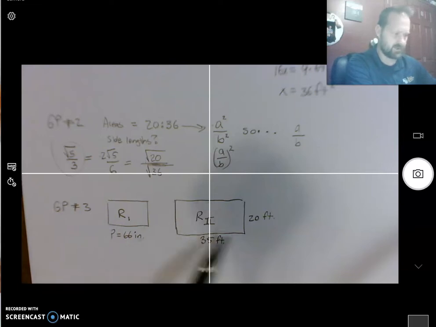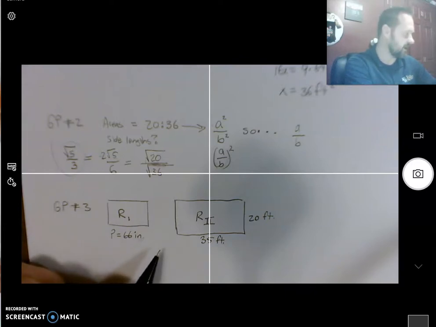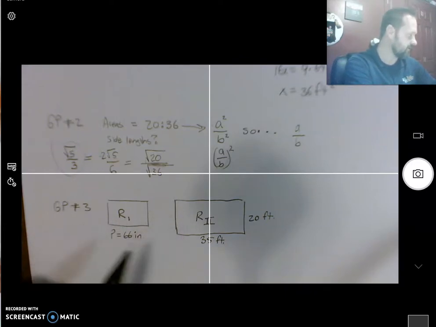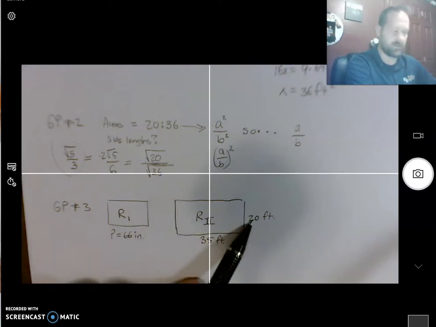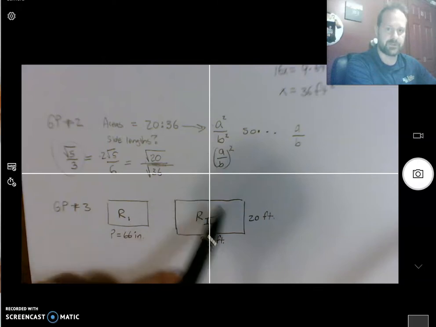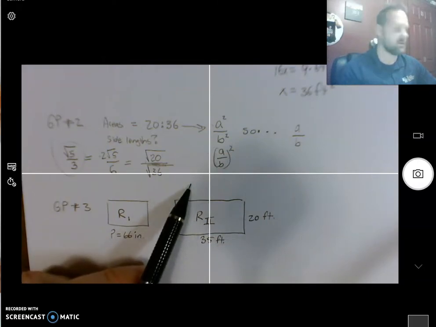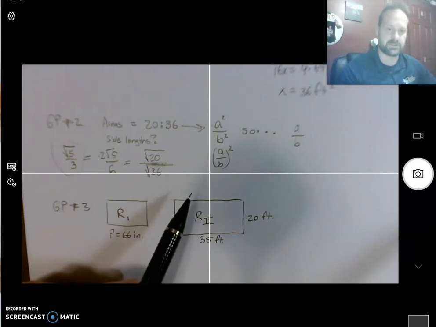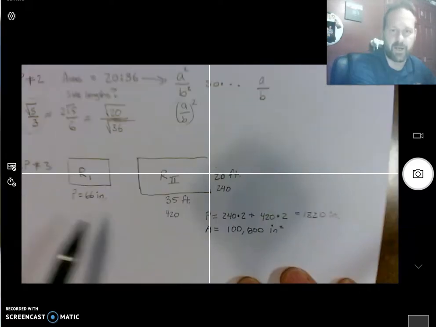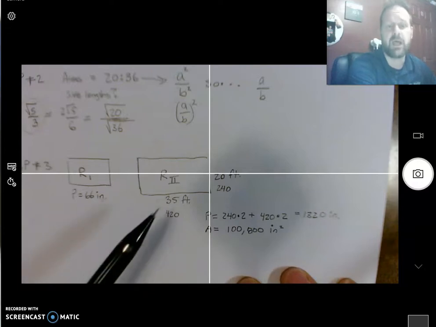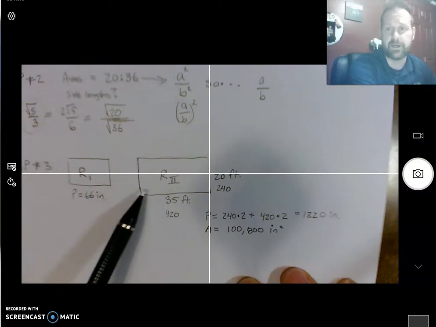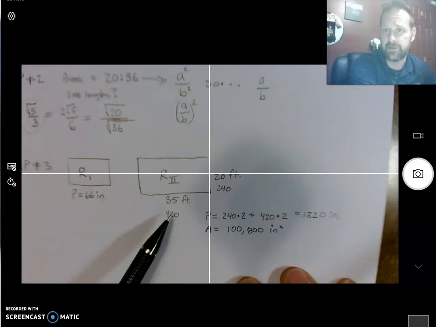So what I'm going to do is use my rules here. And I know that the perimeter of this one is 66 inches, and the other one, I can find the perimeter by adding up all these sides, so 20 plus 20 plus 35 plus 35. Hold on one second. Okay, pause. I decided to go ahead and deal with inches on the front end, like I said.